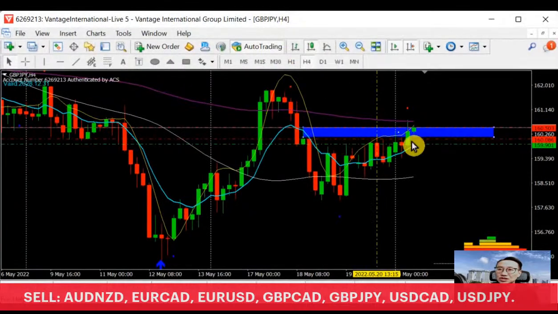So this is the resistance area, the blue area that I'm plotting out. This is the area of resistance that I'm looking at. Once it breaks out, that means to say no today. Give it a miss already.